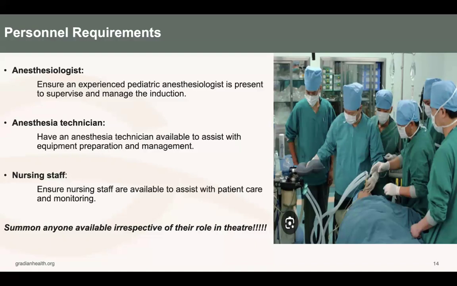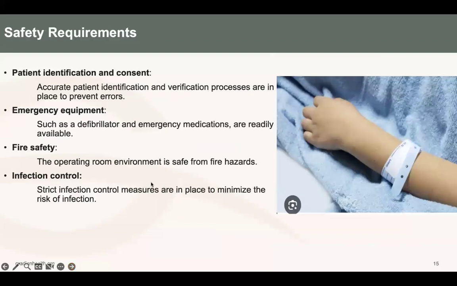In addition to this, if we don't have a senior available, at least they should be well informed, so that in case we need them, we can quickly get them to come in and help. Next slide, please. Then when it comes to safety, like I mentioned, we must make sure that the theater, the environment we are using when inducing this child, is safe.